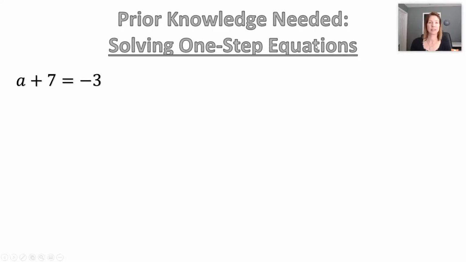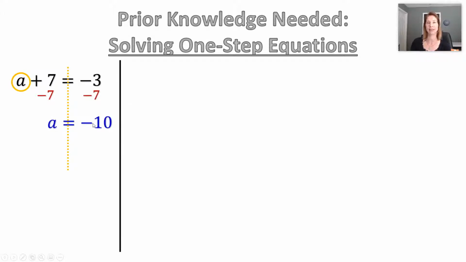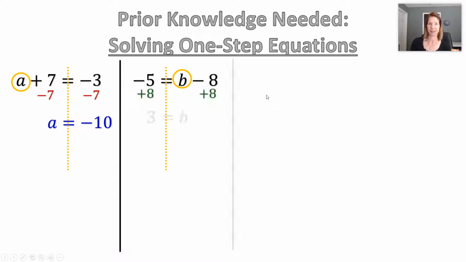Other prior knowledge you need for this lesson is how to solve an equation, and you need to know what happens to both sides. The answer doesn't matter so much. So on this one, what would you do to both sides to isolate A? Well, plus 7 is being added, so you need to do minus 7 to both sides, and then simplify it and solve. What about on this one? Well, on this one, we're looking at the B on the right side, and we're having minus 8 from B. So to undo that, we need to add 8 to both sides and then simplify it to find the answer.